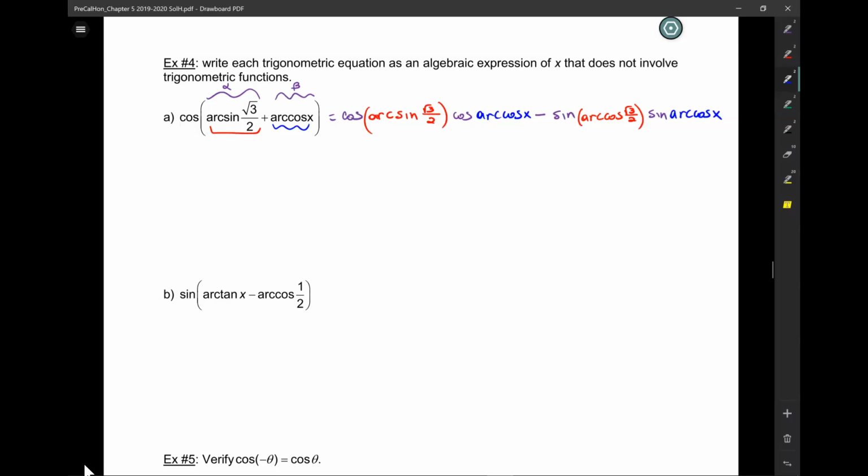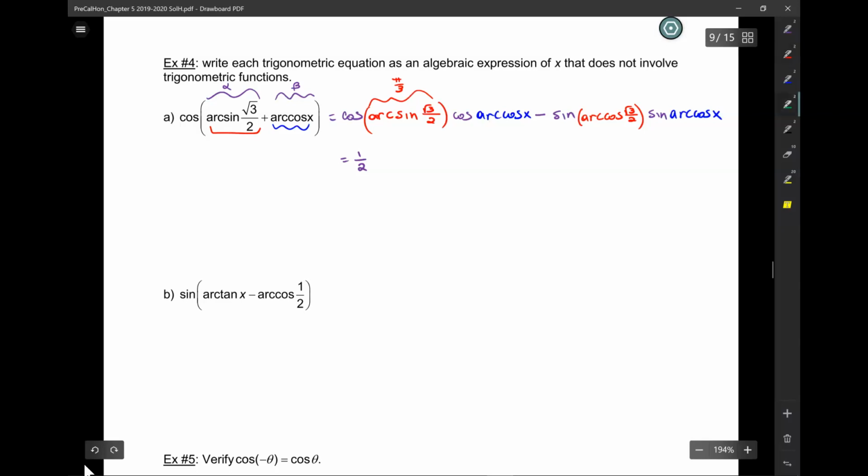Now, some of these we can just eliminate right off the bat. What's one that we could eliminate and simplify? What is arcsine of root 3 over 2? For what angle is sine root 3 over 2? Pi over 3, right? So that's pi over 3. What's cosine of pi over 3? 1/2. So cosine of arcsine of root 3 over 2 is 1/2.